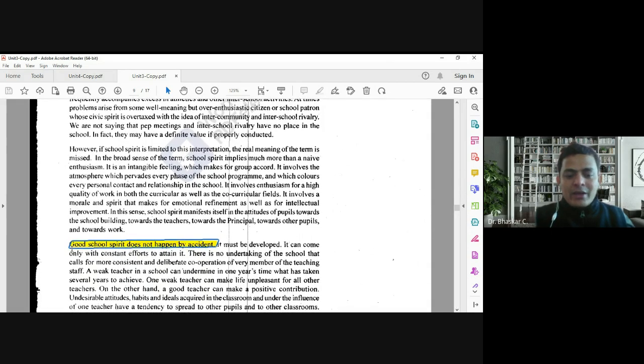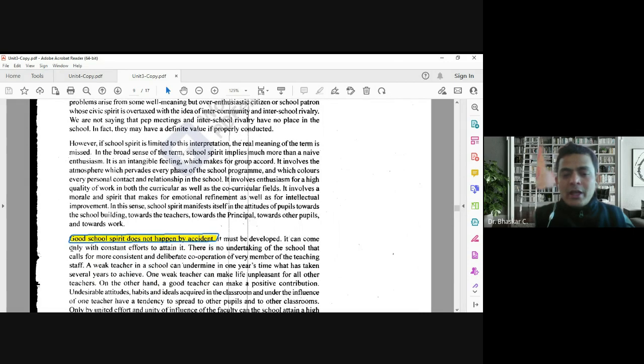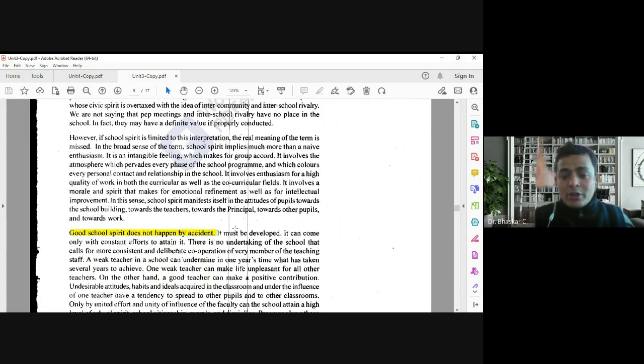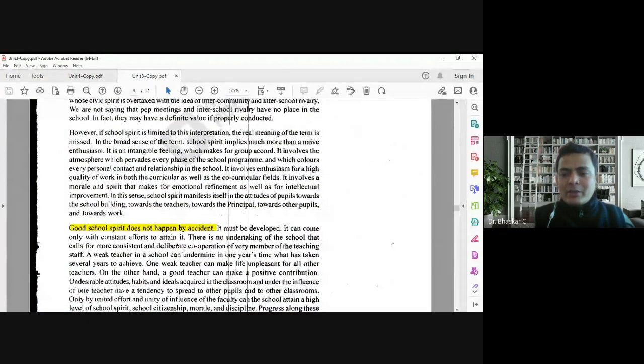See why I have highlighted it. The good school spirit does not happen by accident, it must be developed. What does it mean that it must be developed?